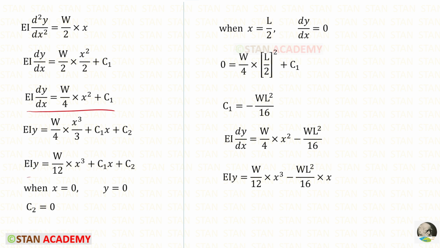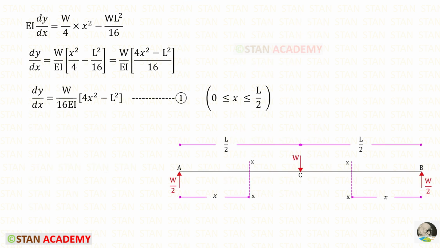In the slope and deflection equations, let us apply the values of C2 and C1 so that we will get these two equations. First, let us take the slope equation. We can take W outside and EI on the other side, so it will come in the denominator. Let us keep 16 as LCM. So for the slope, we will get this. Using this one, we can find the slope at any point of the beam. But x will vary from 0 to L upon 2 on both of the sides.